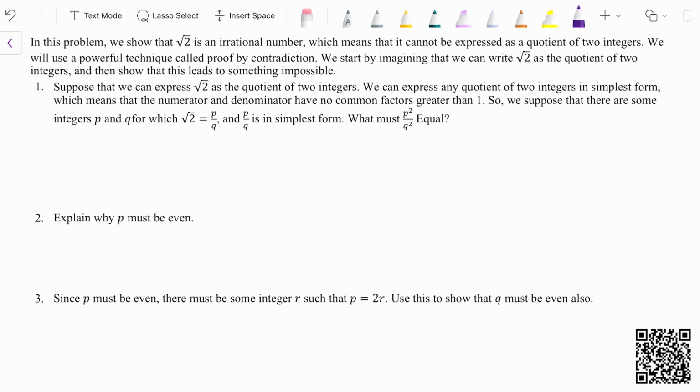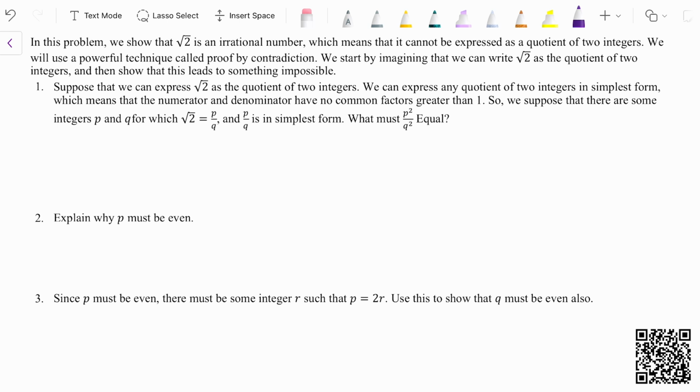Today's first question is, well, no, not today's first question. It's our description. In this problem, we show that the square root of 2 is an irrational number, which means it cannot be expressed as a quotient of two integers. We will use a powerful technique called proof by contradiction. We start by mentioning that we can write the square root of 2 as a quotient of two integers, and then show that this leads to something impossible.